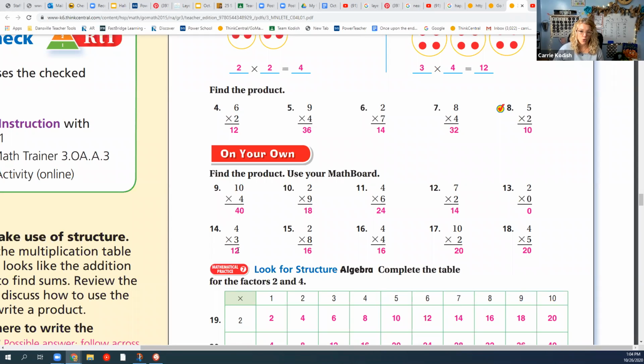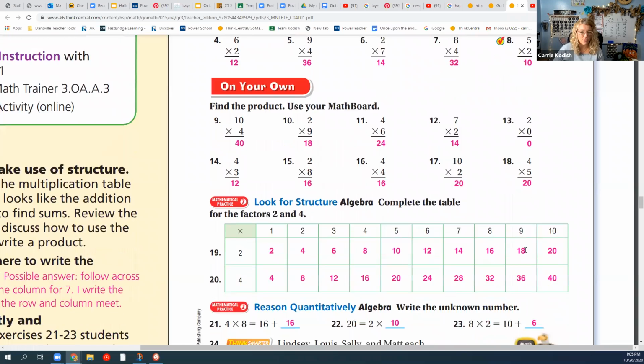Number 14 is 12. Number 15 is 16. Number 16 is 16. Number 17 is 20. And number 18 is 20. So although you're going to be learning to memorize these, it's still important to understand how to work this out if you don't have them memorized.